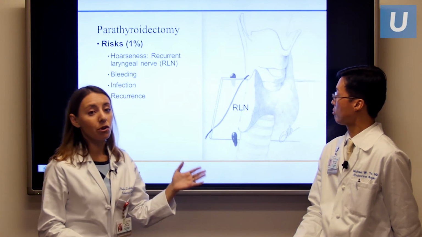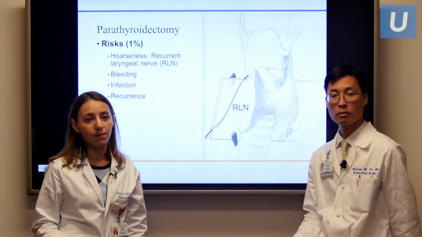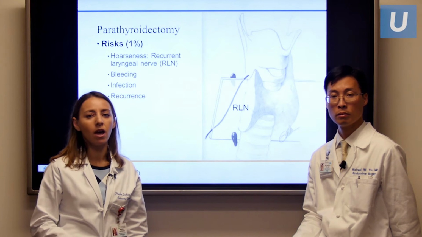So it's very important to know the anatomy of this nerve and to protect it during the course of the dissection for the surgery. The other small risks include bleeding, infection, and recurrence, as we mentioned, all about 1%.